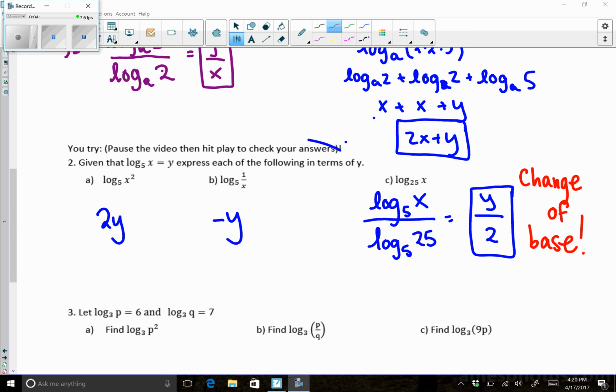So here are the answers for question 2. If you paused the video and tried it on your own, please make sure they match. And in part C, you did have to use the change of base formula for that question, so make sure you plugged in correctly. You changed your base to 5, and it's log base 5 of x all over log base 5 of 25, which evaluates to y over 2.